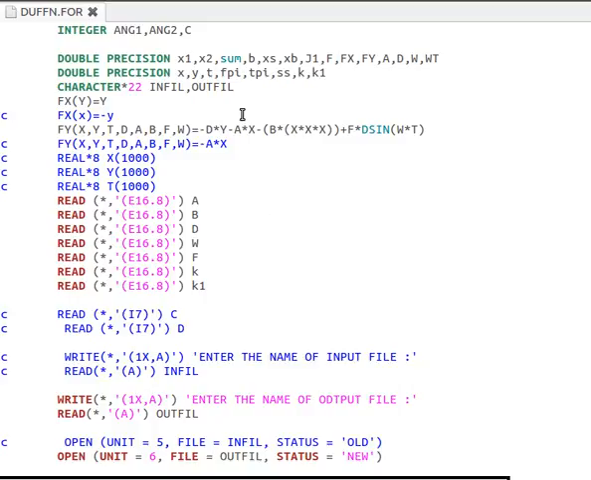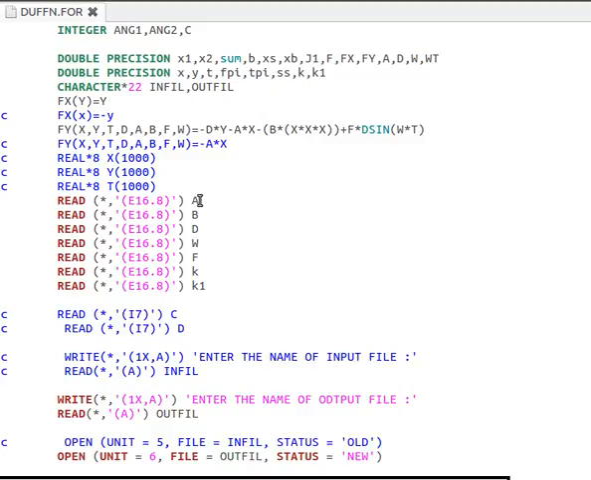So first, x dot equals y, we define the first function fx as y, and when you substitute x dot equals y in the other equation, you will get y dot equals minus d y, where d is alpha, minus a into x, where a is omega naught square, minus b into x cubed, where b is beta, plus f, which is the strength of the external harmonic force, and omega is the frequency of the external harmonic force.